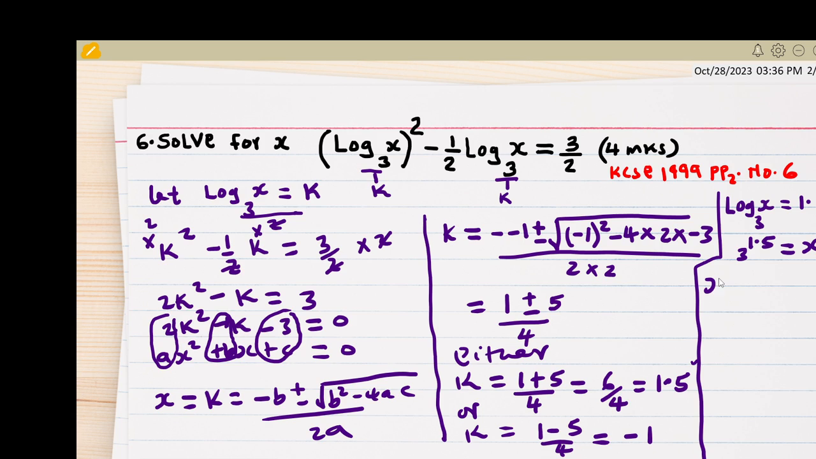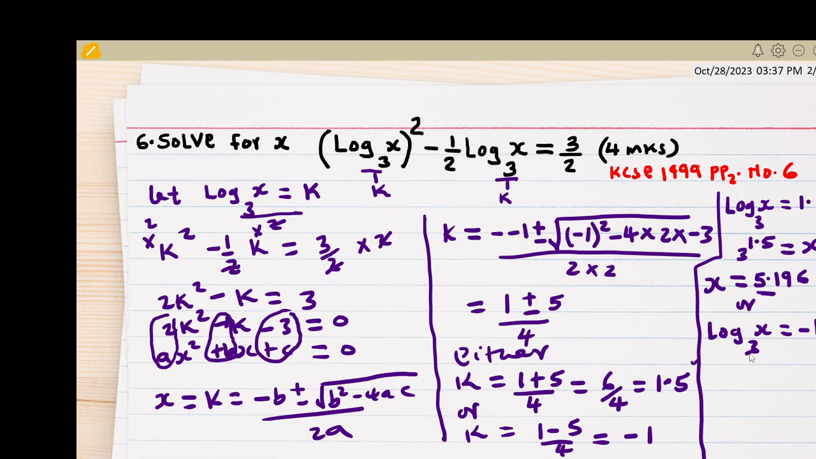So of course this will give me x as 3 to the power of 1.5. The answer to 4 significant figures, I'm getting 5.19196. So this is correct to 4 significant figures. Or the other possible value will be log to base 3 of x equals k. The other value of k was negative 1, so this is negative 1.